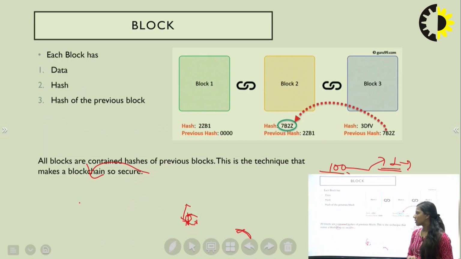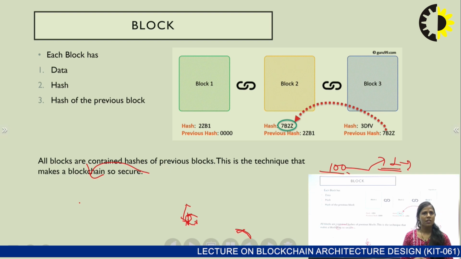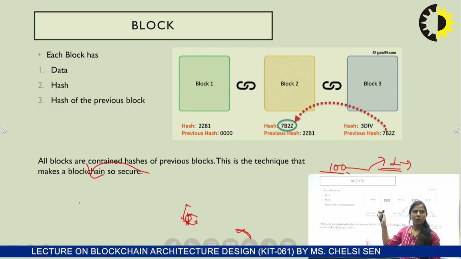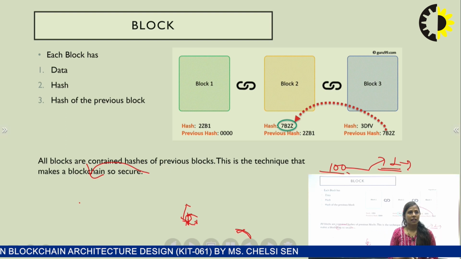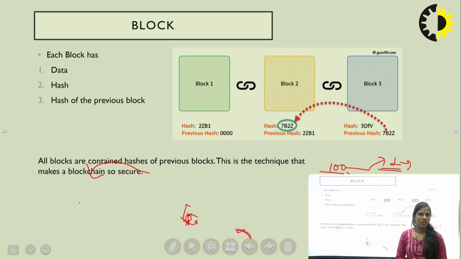So just discuss what a block is and what information is stored in a block, that is, what each block contains. Each block has data, meaning whatever information we are going to store in the particular block will be there. Then the second term is hash. The hash is a unique value which is generated by different hashing algorithms, which we will discuss in further lectures, including how the hash value is generated.